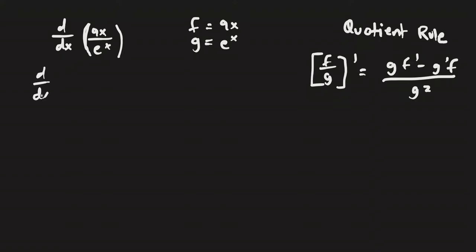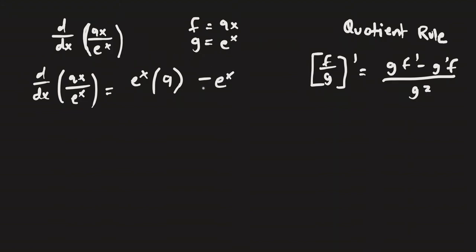So d by dx of 9x over e to the power of x is going to equal this stuff here. This is going to be e to the power of x times f prime. The derivative of this, we can use the power rule, take this 1, put it down, and 1 minus 1 is 0, so that's just 1, so this is just 9, minus g prime, which is just e to the power of x. The derivative of e to the power of x is just e to the power of x, because we have the exponential rule. And finally, we have f, which is just 9x. And then all over g squared, which is just e to the power of x squared.